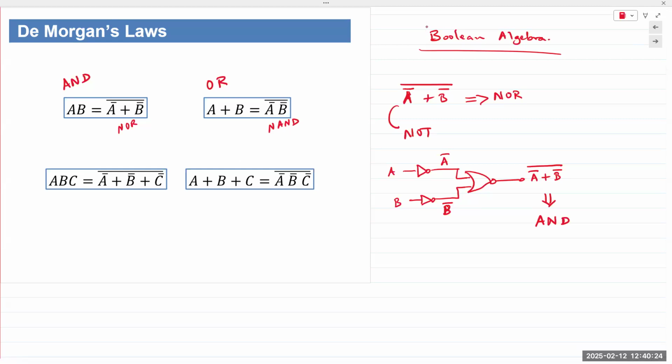All right, so this was for 2 input. This is for 3 input. The logic remains the same. You can go from AND to OR, and you can go from OR to AND by using these laws. So A and B can be represented as a sum, or A plus B can be represented as a product, simply by inverting. All right, any questions?